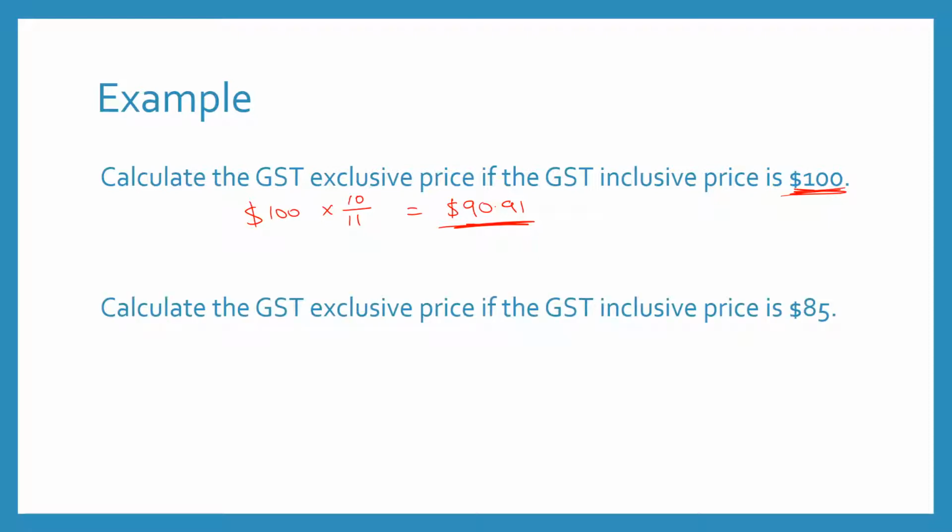Here's an example. Can you find what the original price was if, including GST, we pay $85? Okay, so again, we're going to go for $85 times 10 over 11, which is going to give us $77.27. So that's the original price if we're now charged $85.